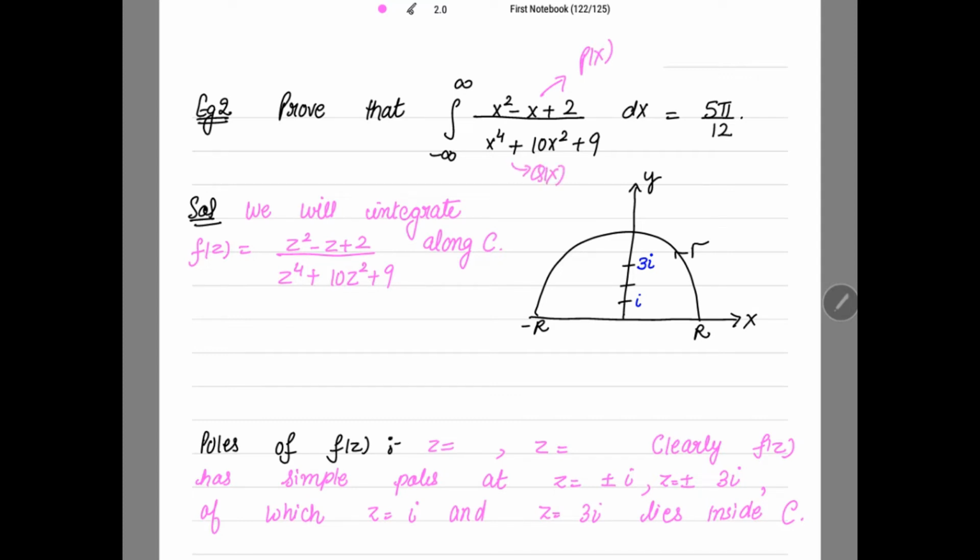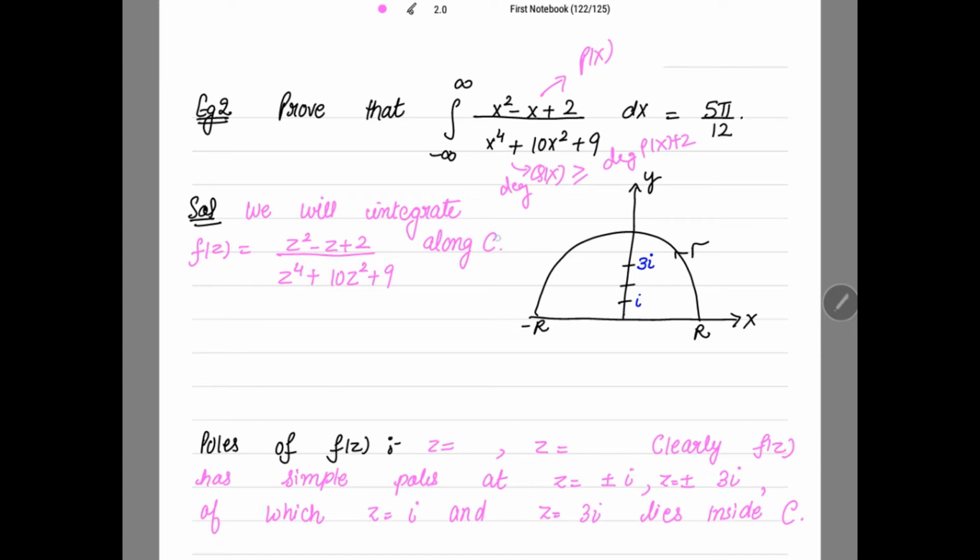Remember your first remark, whenever such kind of examples come, the degree of this denominator part, the degree of q(x), should be greater than or equal to the degree of p(x) plus 2. Is it happening or not? Here the degree of q(x) is 4 and the degree of p(x) is 2, and 2 plus 2 is 4. Yes, 4 is greater than or equal to 4. So either this degree should be strictly greater, or this degree should be equal to the degree of p(x) plus 2, right? So the condition is true, so I'm going to integrate now.